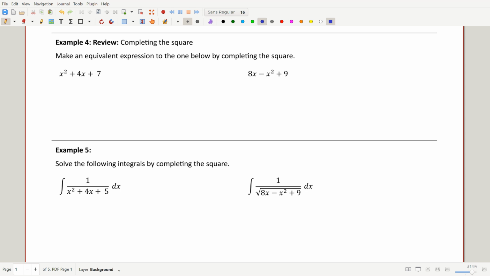How do we do it on paper when we don't have little fun rectangles to play with? What you do is you write out your x squared, your 4x term, because those are the things that kind of lock this in place, and leave some room for 7.